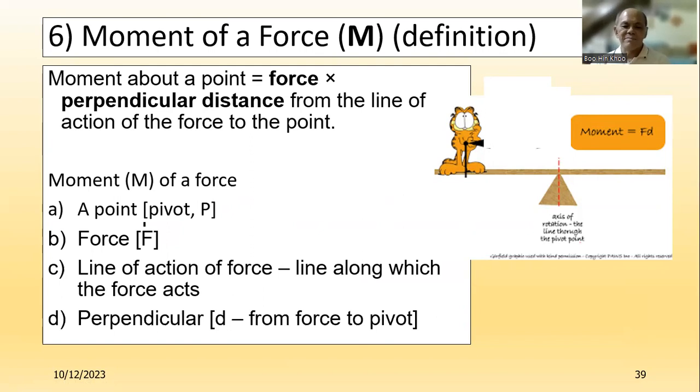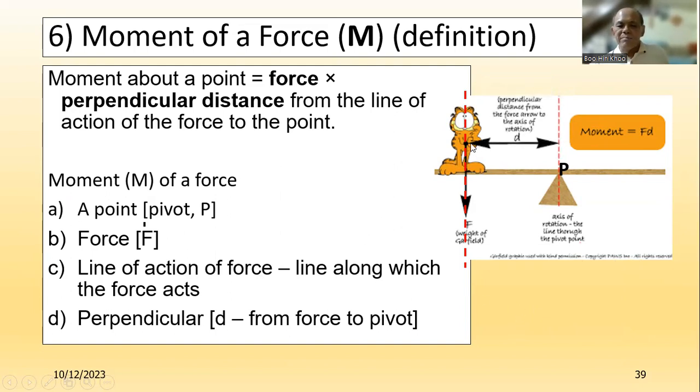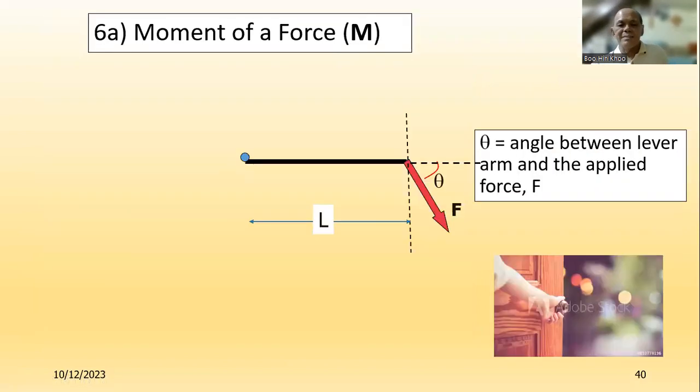Four things. So we can look at Garfield here. There's a pivot where I can turn anti-clockwise, or I can turn clockwise this way. So the weight of Garfield is the force F, the perpendicular distance is D, from the weight to the pivot. So the moment is F times D.